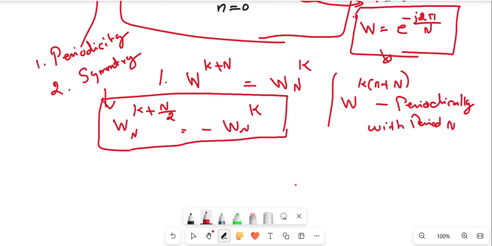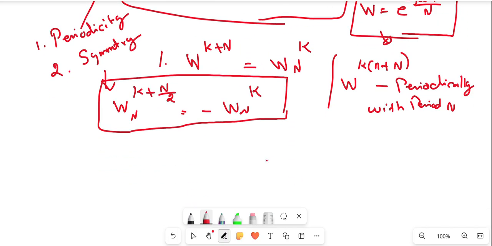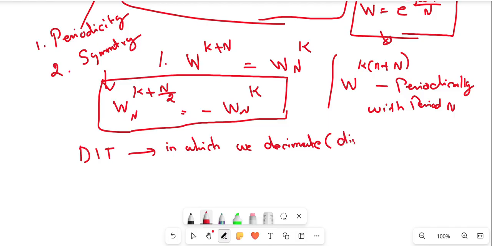Now in this session we will concentrate on the derivation of the decimation in time and decimation in frequency FFT algorithms in detail. So what are the two algorithms? The first is decimation in time, in which we decimate, decimation means divide, the time factor n.